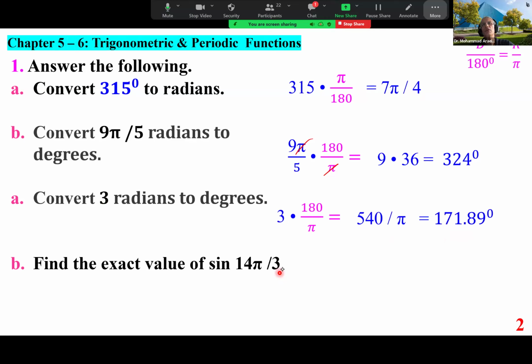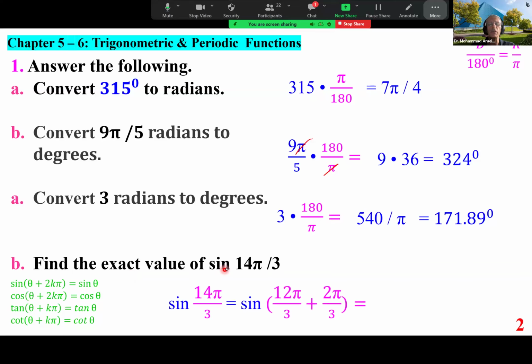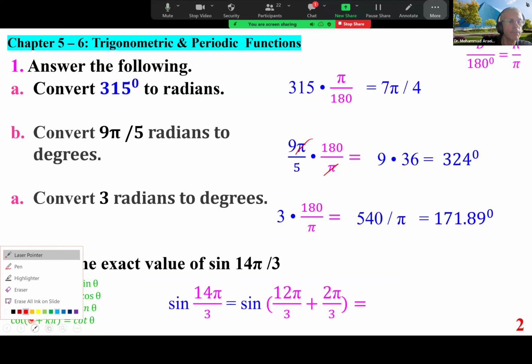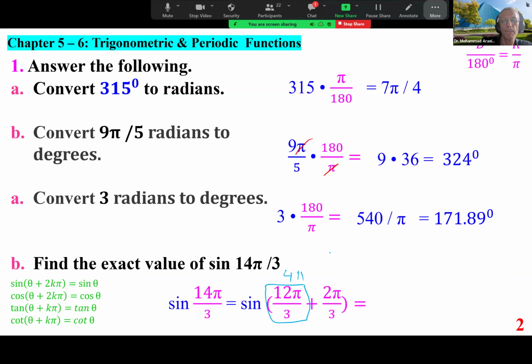Find the exact value of sine of 14 pi over 3. You recall that all trigonometric functions are periodic functions. The period for sine is 2 pi, for cosine is 2 pi, for tangent and cotangent is pi. So because this is sine, you take out multiples of 2 pi, and in this case, 12 pi over 3 is 4 pi. You get sine of 2 pi over 3, and sine of 2 pi over 3 is square root of 3 over 2. Needless to say, 2 pi over 3 is 120 degrees.